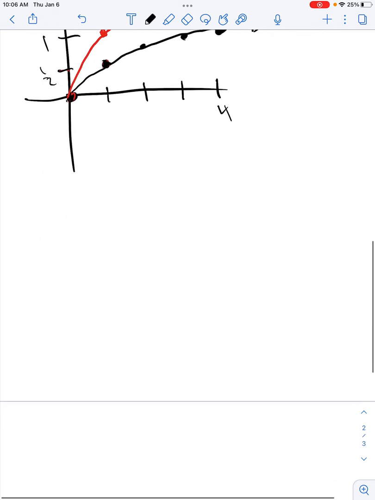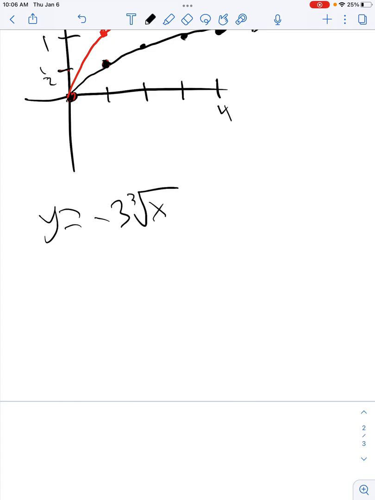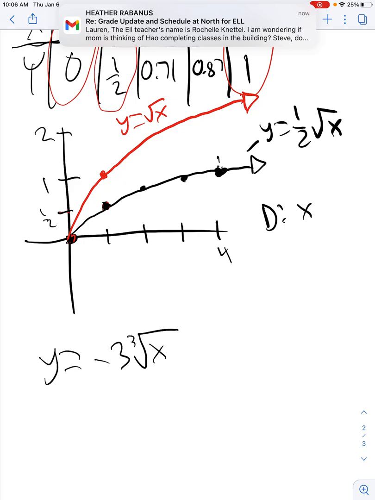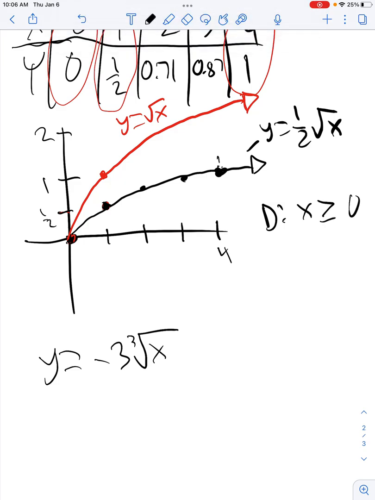Perhaps I wanted to graph a cube root function, so maybe I wanted to graph y equals -3 times the cube root of x, and state the domain and range. So if I went back to the square root one, again, my domain is going to be, x has to be greater than or equal to 0, and my range, same deal. Range would be y.